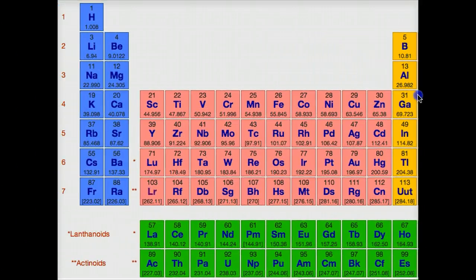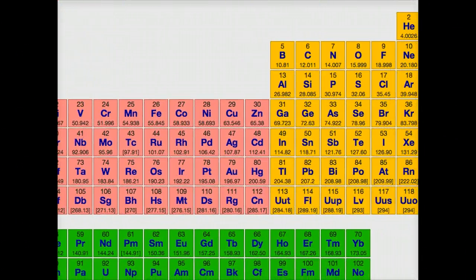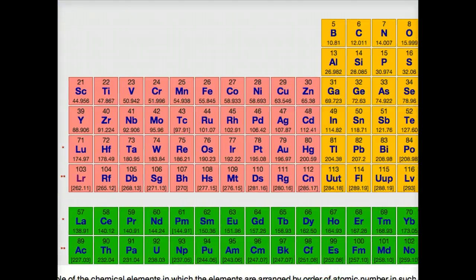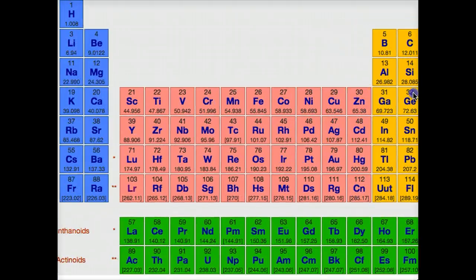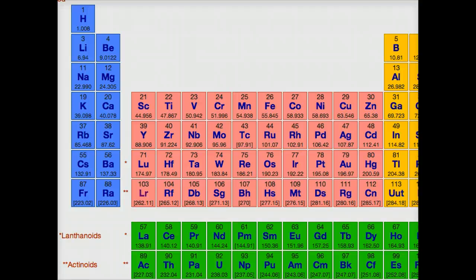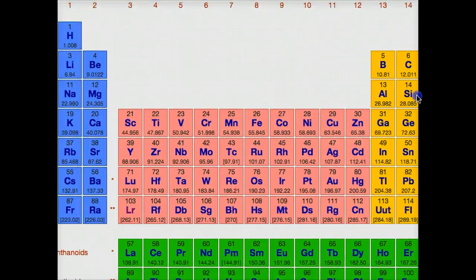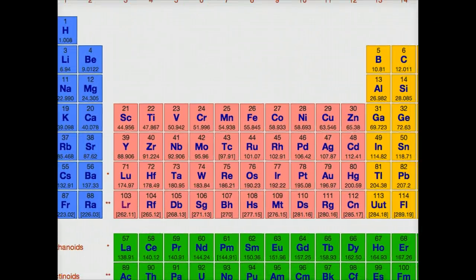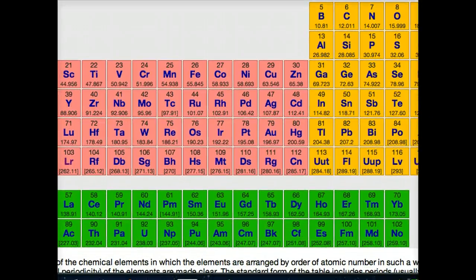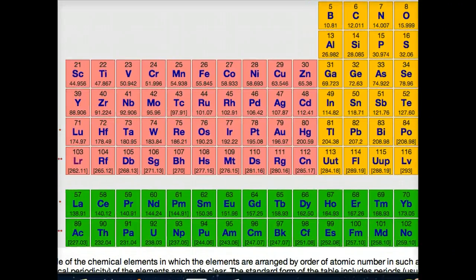Now you'll see that there is a blue section, a yellow section, a pink section, and a green section. The blue section is for the alkali and alkaline earth elements. The yellow section is our noble gases, some of our metals, and most of our nonmetals. The center is our transition metals, and the bottom is our lanthanides and actinides.